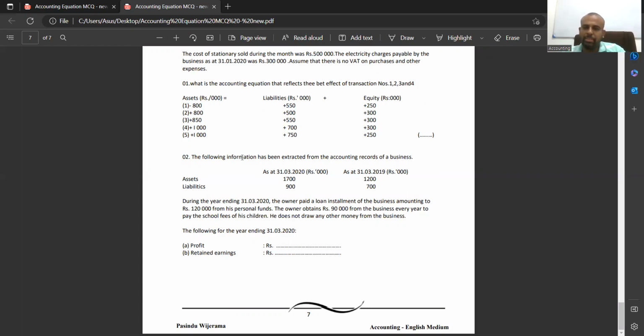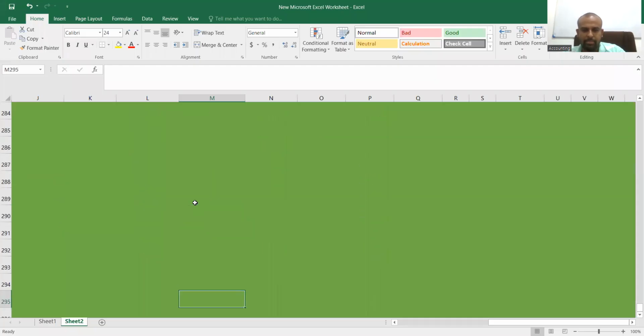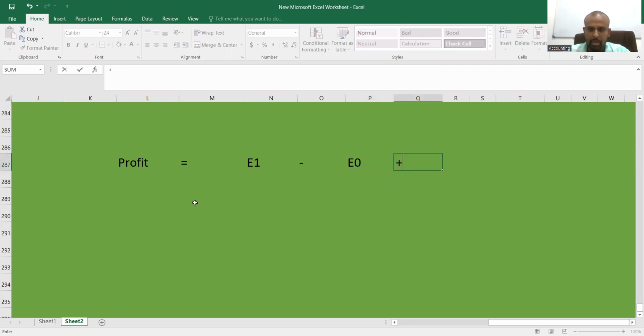Then if we calculate the profit of a business, we are supposed to use the income statement. But son, in this question they have not given us the information to prepare the income statement. So what shall we do? We are supposed to use the profit equation. Tell me, how are you supposed to calculate the profit equation, son? What is the profit equation that we are supposed to use? Closing equity minus opening equity plus drawings minus additional capital.